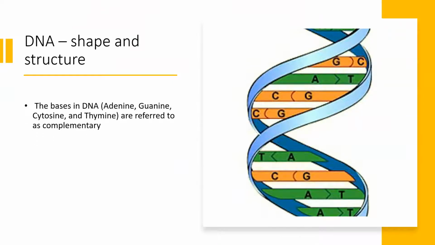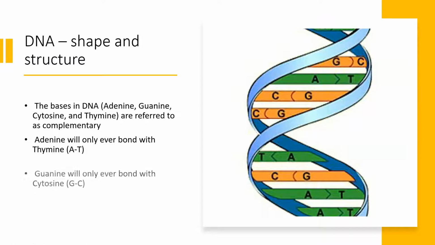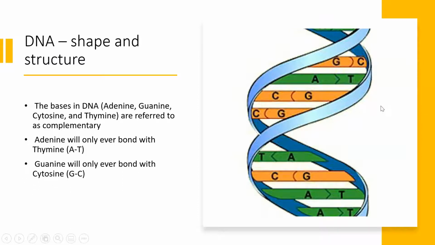Now, still looking at this structure and shape. The bases in the DNA, adenine, guanine, cytosine, and thymine, are referred to as complementary. Okay, adenine will only ever bond with thymine, so A to T, T to A. So they're complementary to each other. They will only ever bond together. Guanine will only ever bond with cytosine, so cytosine, guanine. They will only ever bond together. This is known as our base pair rule.